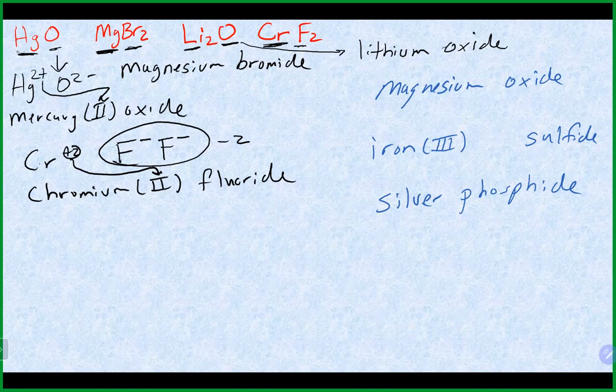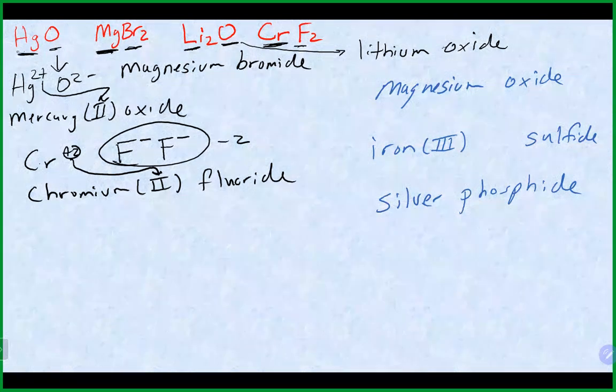Once you figure out what the charge is on the metal, that's what it is. So in this case, it has a +2 charge, which means that the Roman numeral would be 2. The Roman numeral would be 2, not +2, but it would be 2.